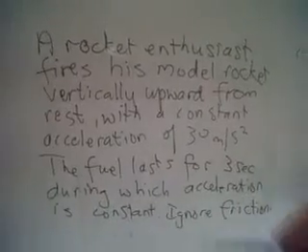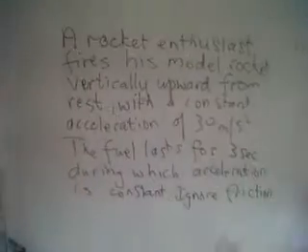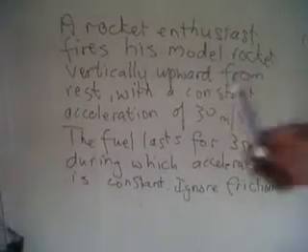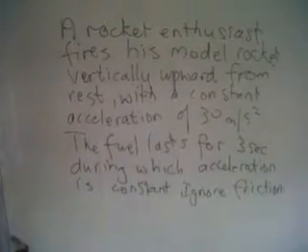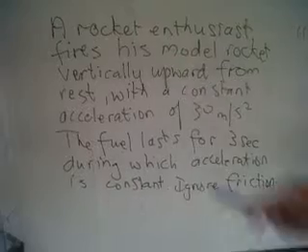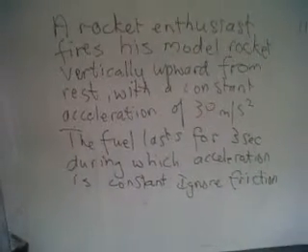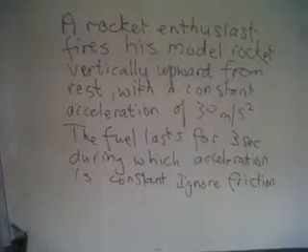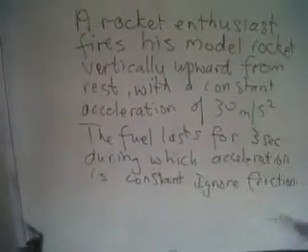A rocket enthusiast fires his model rocket vertically upwards. You can do something vertically downwards as well. But they must say vertically upwards from rest. The moment I say rest, you know it's 0 meters per second. Okay? And rest also is u, the beginning velocity, with a constant acceleration of 30 meters per second squared. The fuel lasts for 3 seconds, during which the acceleration is constant.